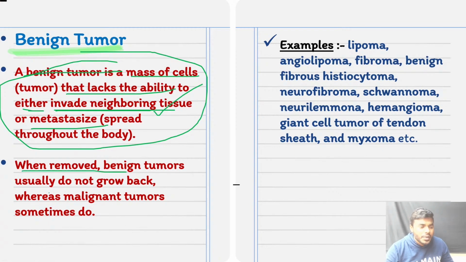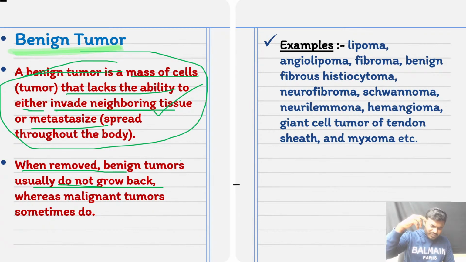When removed, benign tumors usually do not grow back. But friends, in certain cases, don't get confused. In very rare cases, even though you removed it, there is a chance that the benign tumor will reappear. But even if benign tumors reappear, please don't get confused, friends. They are not at all cancerous. Don't confuse that particular point.